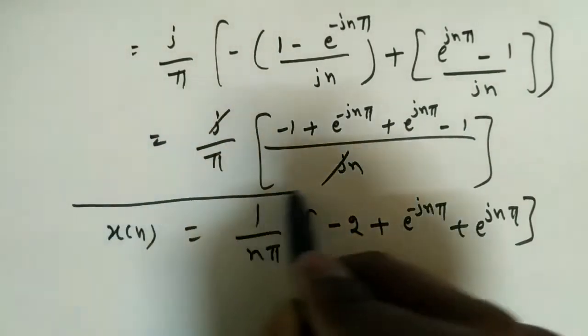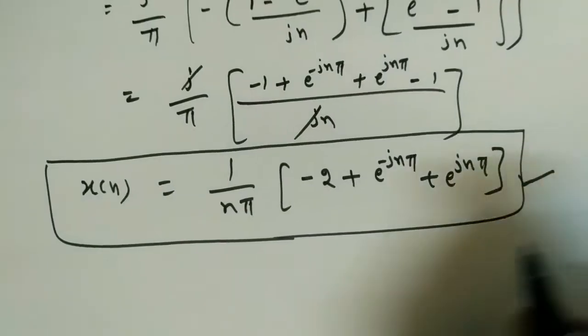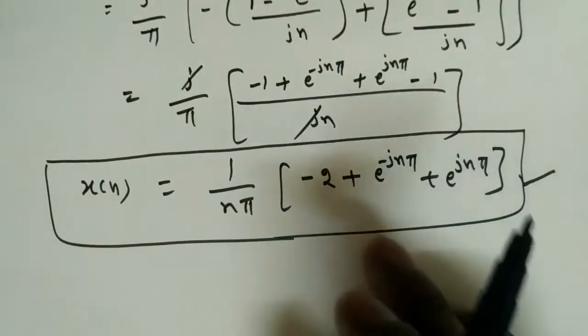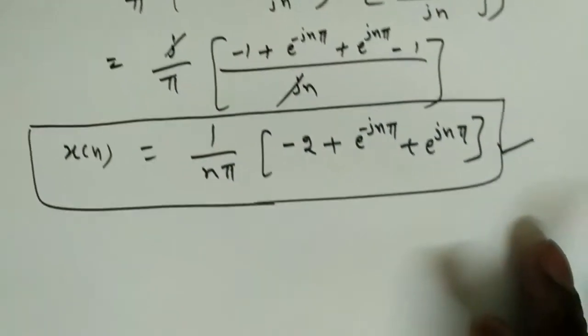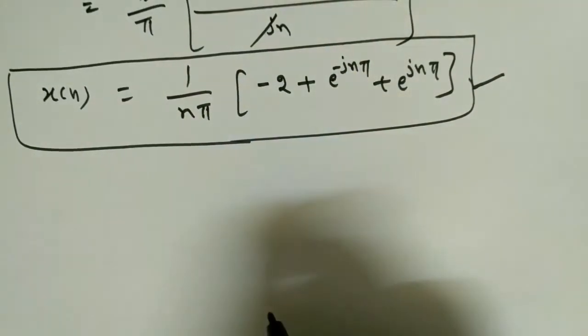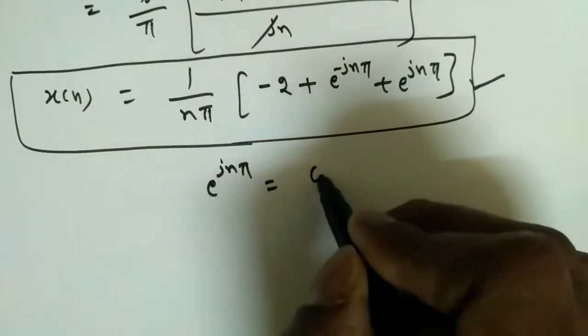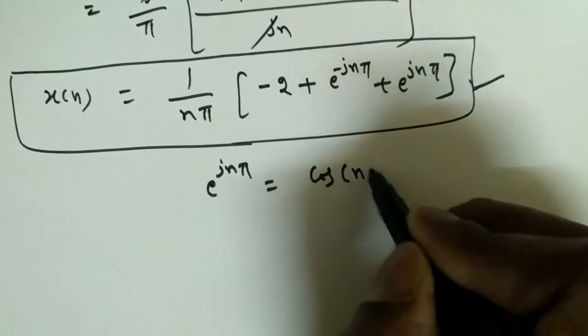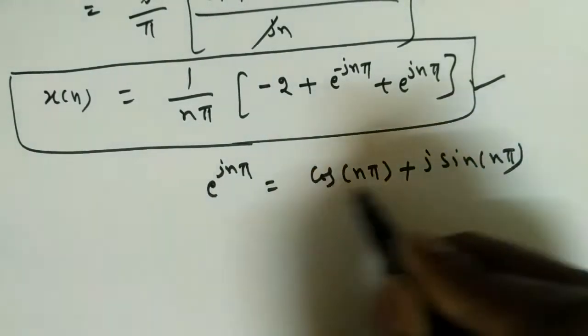Now we can stop up to here, but this is one solution. But suppose in the exam the options are given, but in those options this value is not there. So in that case, how to simplify? So we know e power j theta means cos theta plus j sin theta, that is cos n pi plus j sin n pi. Now n is a variable.